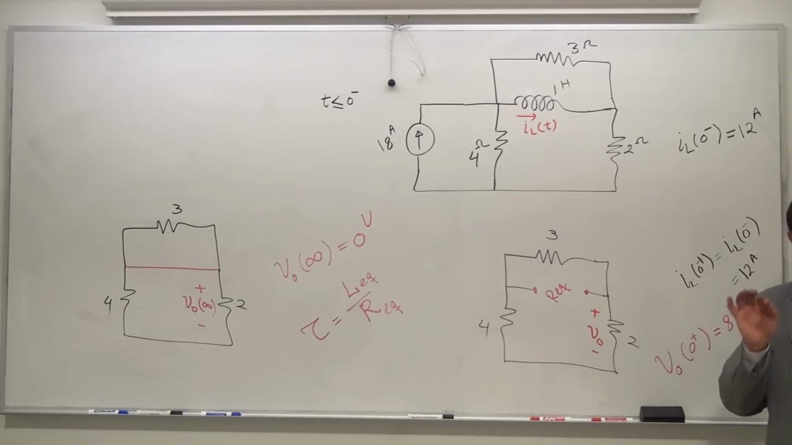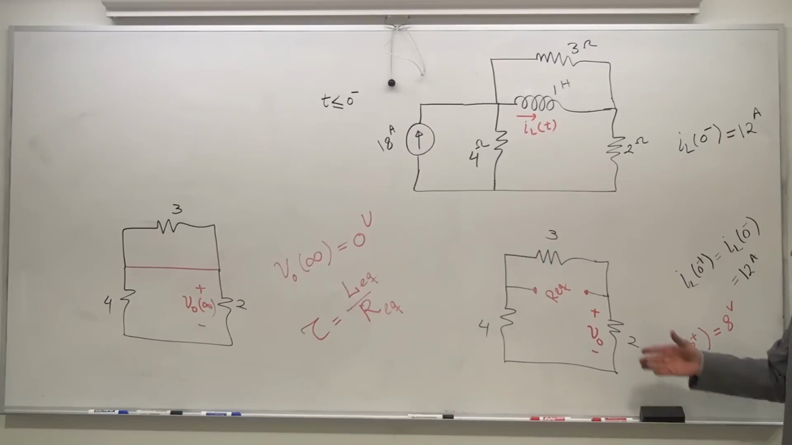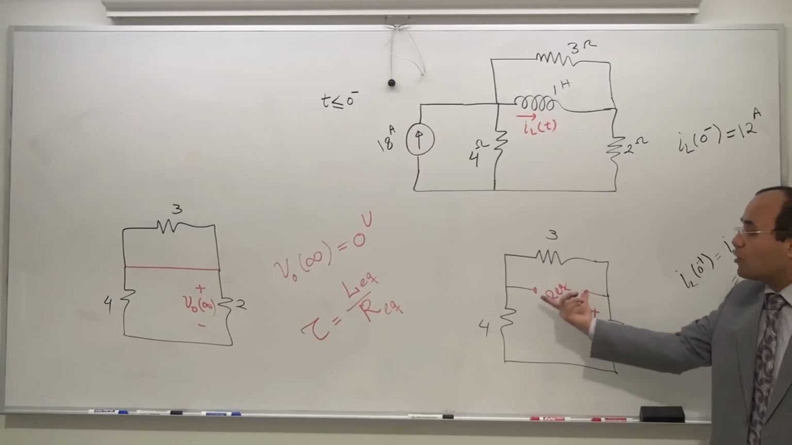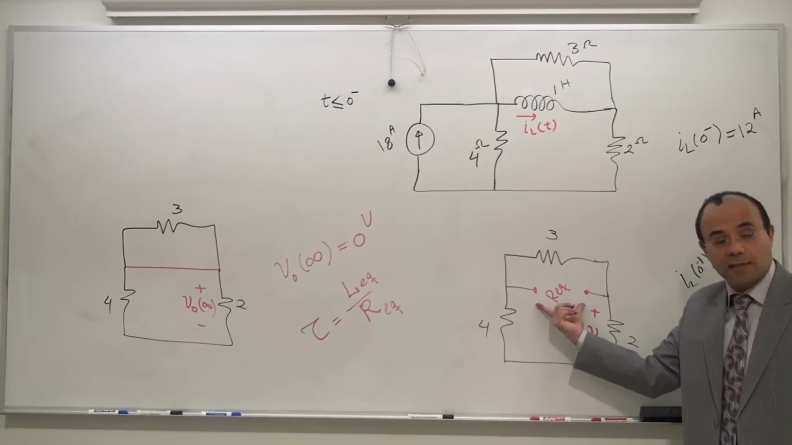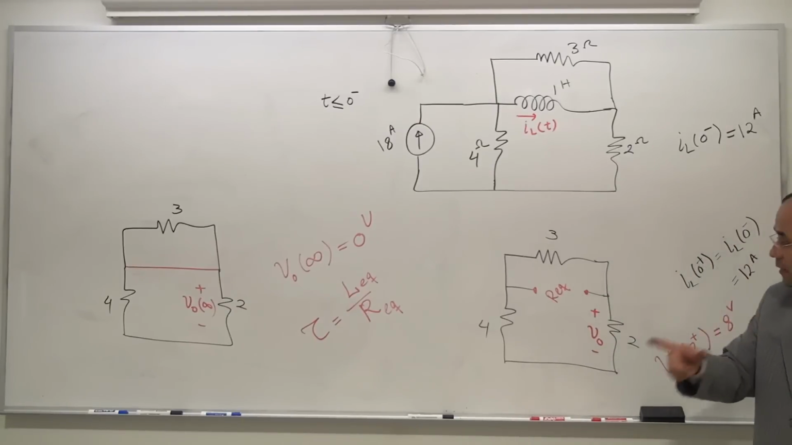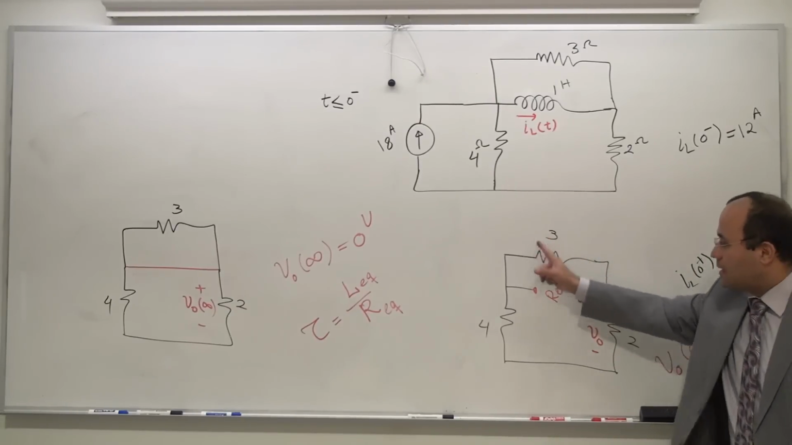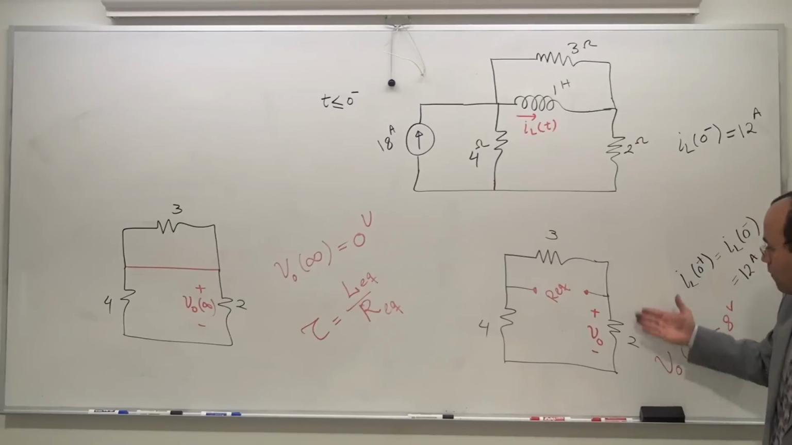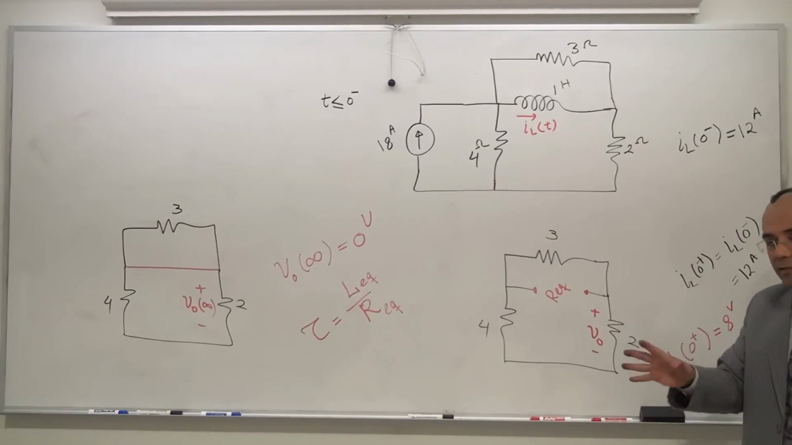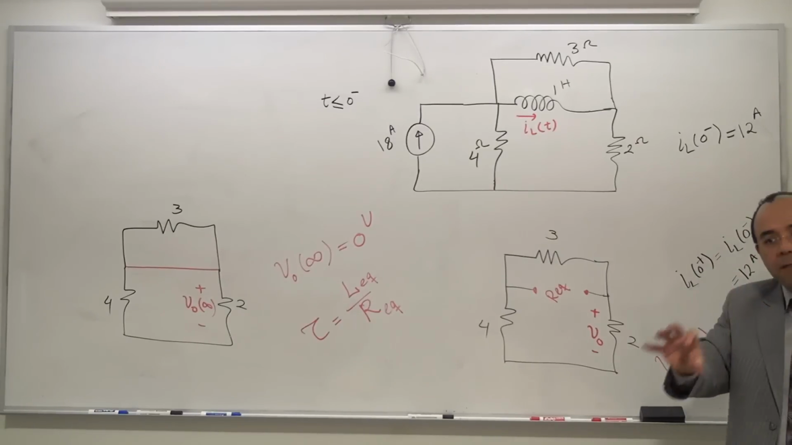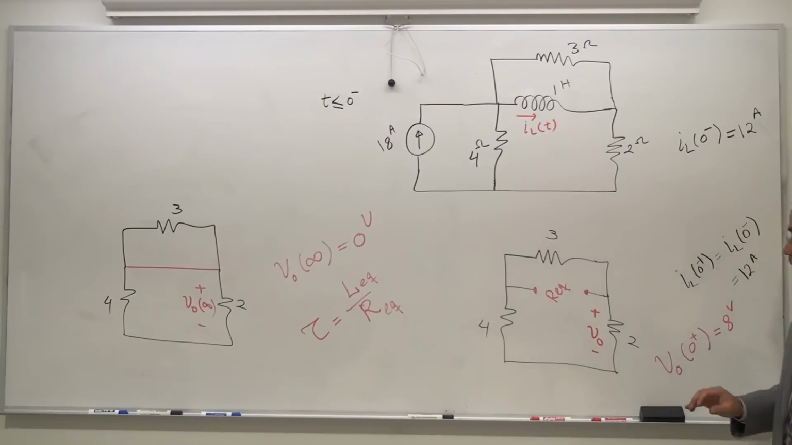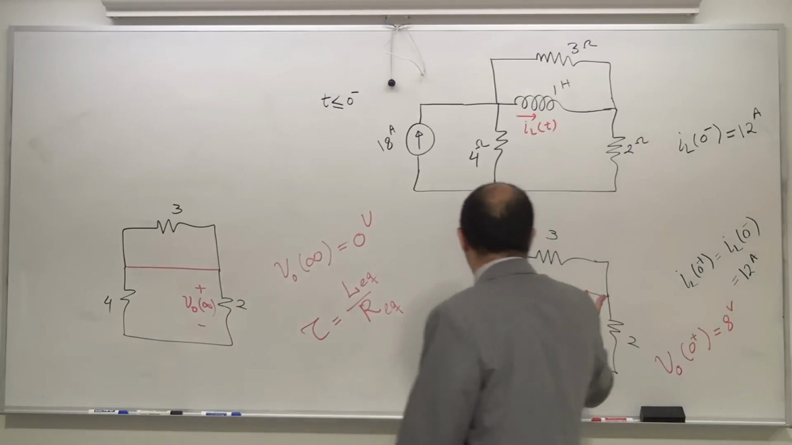Still, tau is dictated by the inductor. It's dictated by the capacitor. So if you have an inductor here, you just need to tell me how much that R is. That tau is going to be the same, whether it's IL, V 3 ohm, I of 4 ohm, VO of 2 ohm, it really doesn't matter. Tau is the same for all the variables. So if that's the case, how much is it?